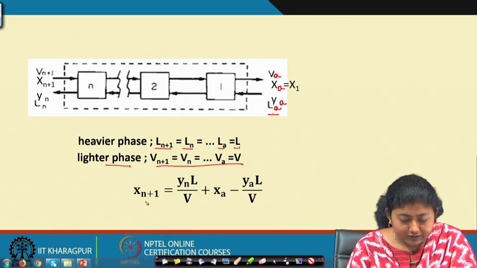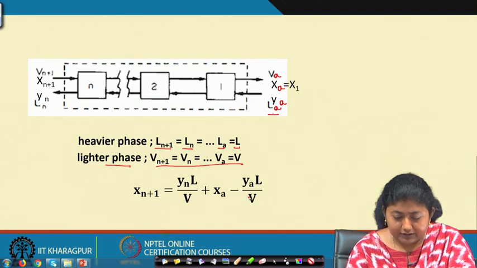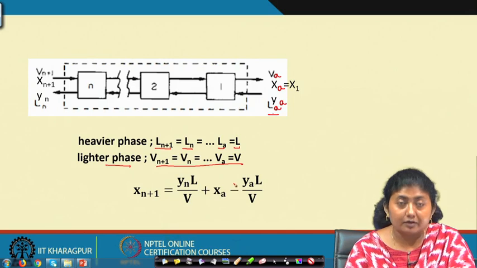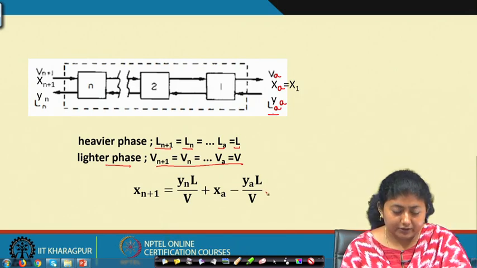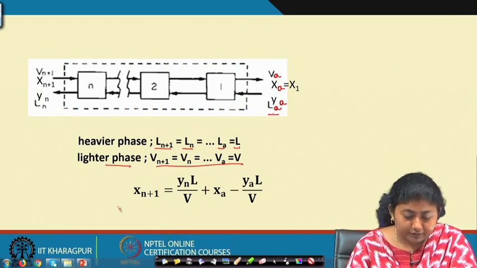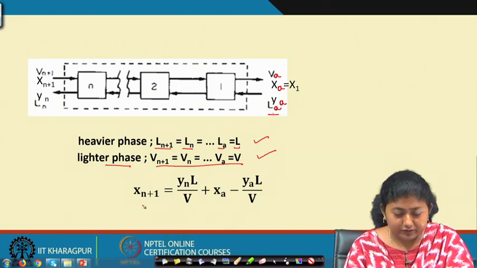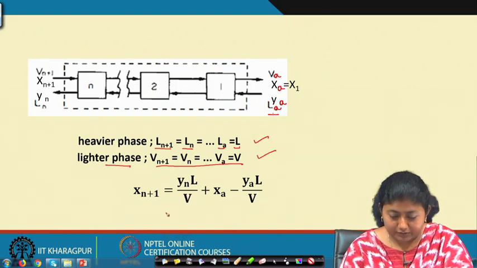And applying this in the previous equation, we have X n plus 1 equal to Y n L by V plus X A minus Y A L by V. So, we had first the material balance equation and component balance equation, from where we got some expression of X n plus 1. Now, considering these two approaches, we are simplifying the equation of X n plus 1.